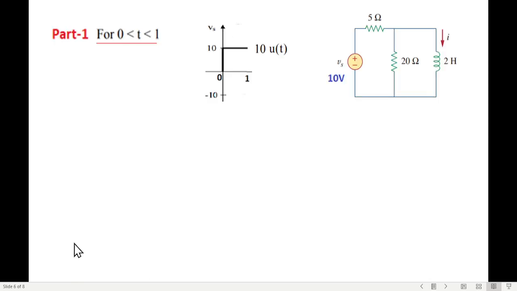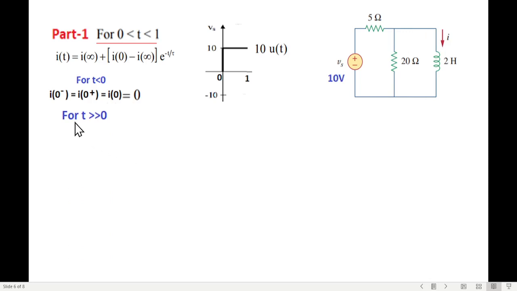Okay, so with this knowledge, now we solve part A. So this is the input. Now before 0, there is no signal. This is what we have to find out. So the first thing, for t less than 0, I0 minus or I0 plus or I0 is equal to 0 because there is no signal in this region. And since there is no signal before t equal to 0, therefore the current will be 0.